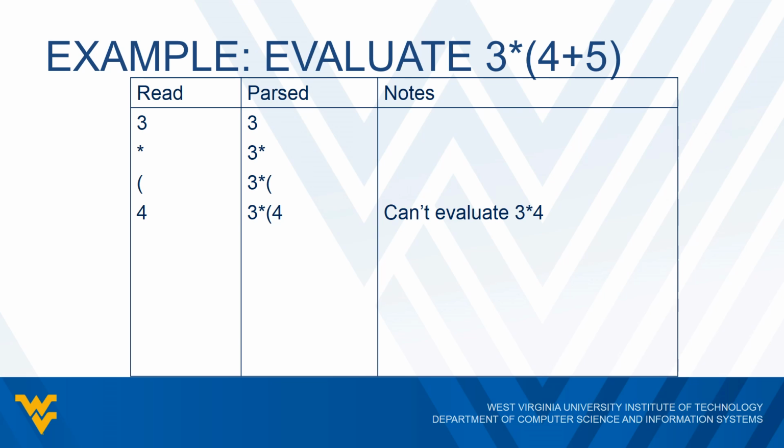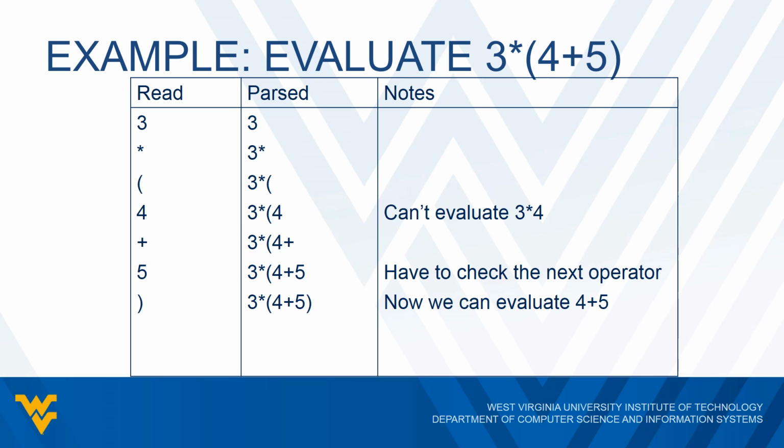We then read the 4, and technically we have 3 times 4 in here, but we can't evaluate it yet because we have that parenthesis in between. We have to take care of that first. We next read the plus sign and add it to our parsed expression. We then read the 5. So now we have 4 plus 5. But we have to check what comes next, because we may get a multiplication symbol, we may get the closed parentheses. We don't know at this point, so we need to make sure we check what comes next.